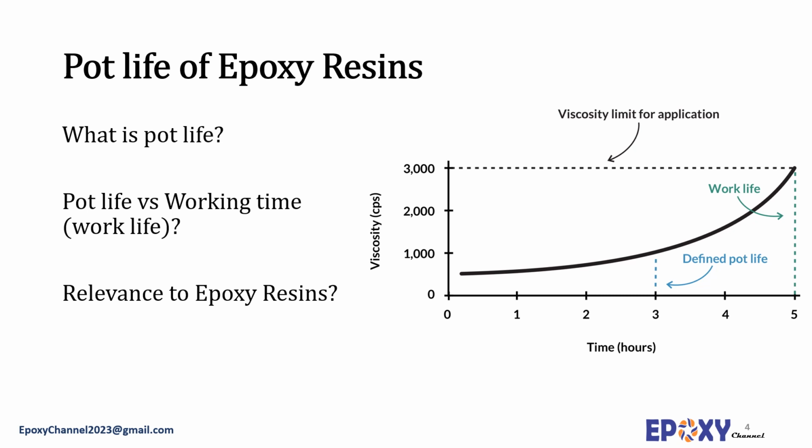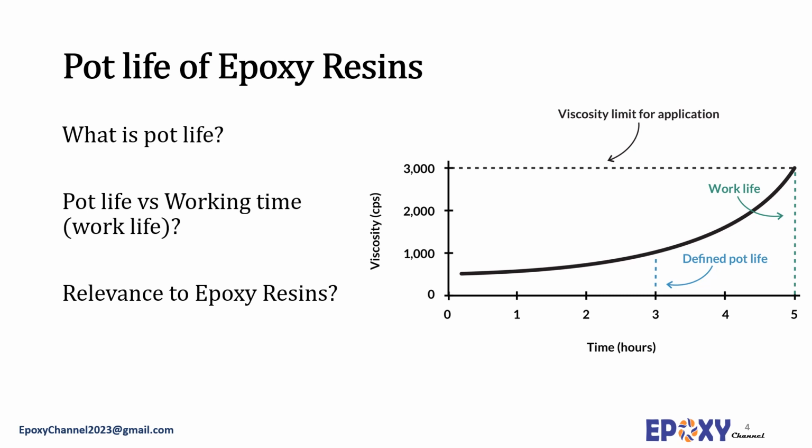We sometimes see the term pot life in the TDS of epoxy resins. But what is the meaning of pot life? Pot life is the amount of time a given mass of mixed resin and hardener will remain in the liquid state at a specific temperature. It is seen as the length of time that a mixed or catalyzed coating system retains a viscosity low enough to be applied to a surface.